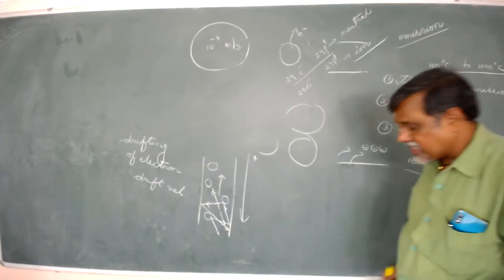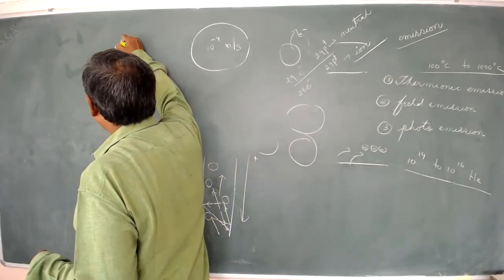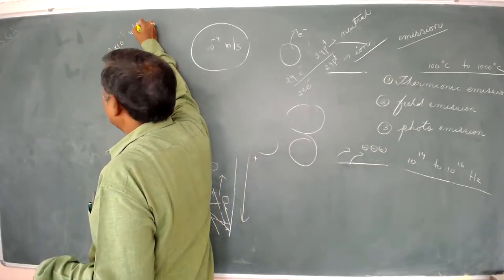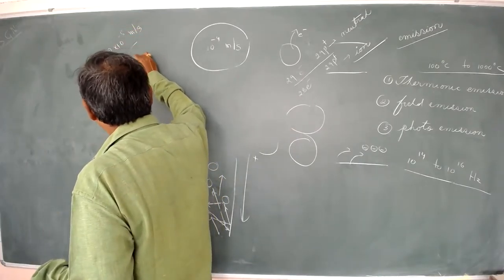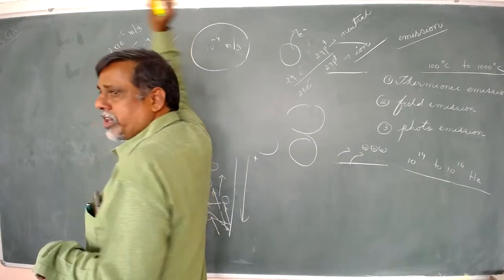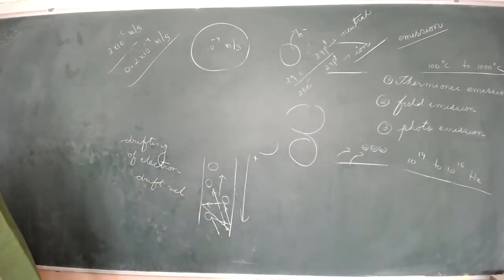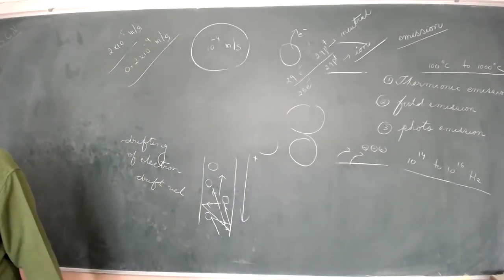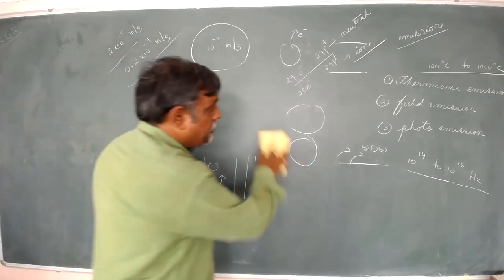For example, you are doing some problem and you got 2 into 10 power minus 5 meter per second, but you should not represent it like this. You need to represent it like this, 0.2 into 10 power minus 4 meter per second. Ultimately, drift velocity has to be represented in terms of 10 power minus 4 meter per second. That is the order.